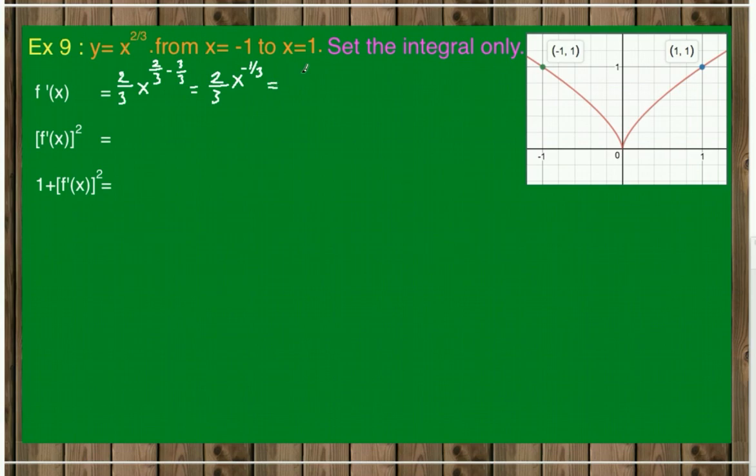And if you rearrange that, it's going to be 2 over 3. You can bring this to the bottom, make the power positive. So cubic root of x. Here we can realize that our f prime is undefined at x equals 0. So we cannot use this derivative for that.